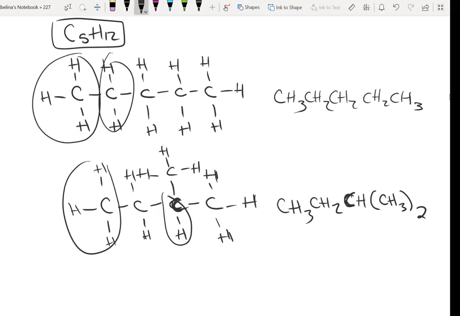So you might also want to practice going the other way, going from the condensed structure to the full structure.